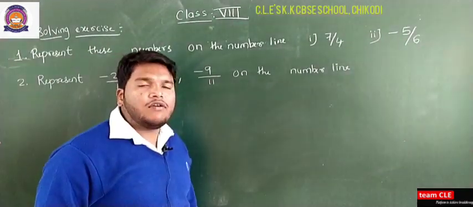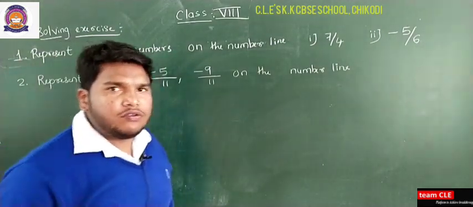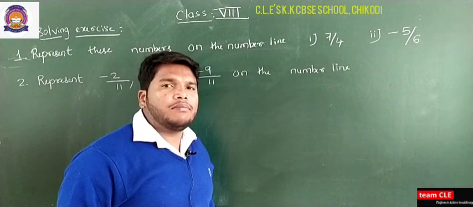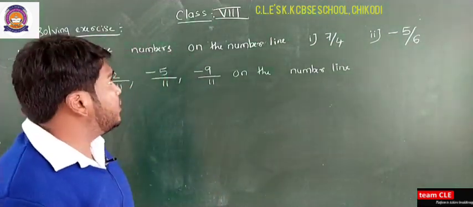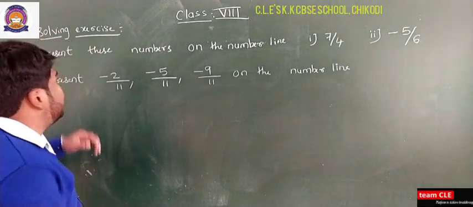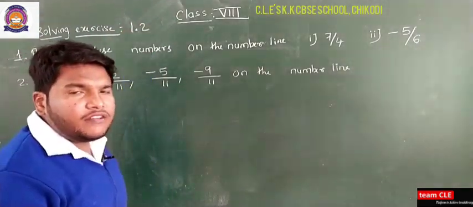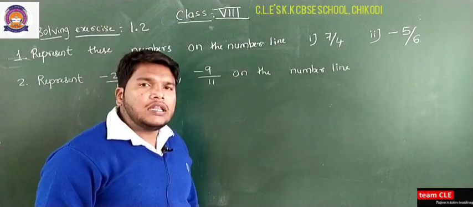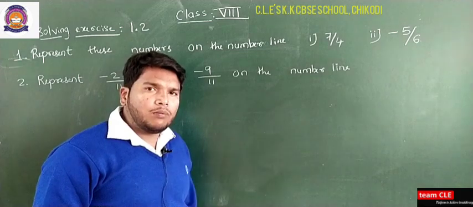In the last class we completed the distributive property of rational numbers, and also solved some examples of rational numbers. In this class we are going to study solving exercise number 1.2. We have completed exercise number 1.1.